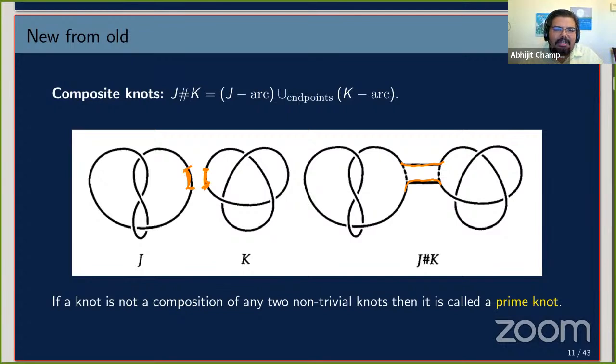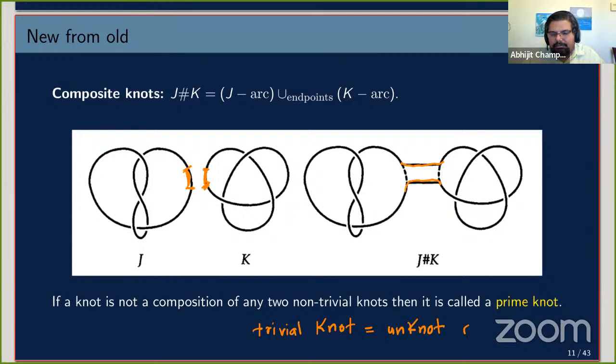So these are composite knots, and if a knot is not a composition of any two non-trivial knots, then it is called a prime knot. A trivial knot just means the unknot, which is the crossingless circle.